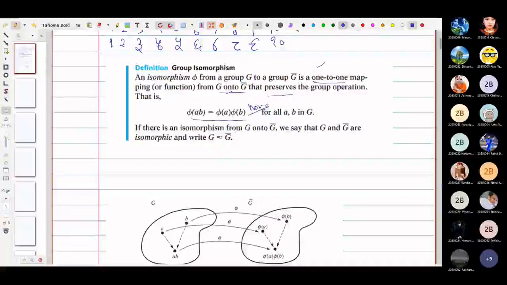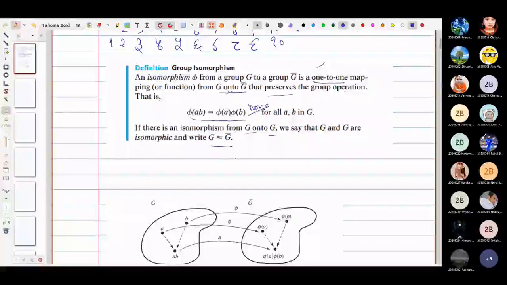Okay, so if there is an isomorphism from G onto G bar, we say that G and G bar are isomorphic, and we write G is isomorphic to G bar. Is it okay until now?